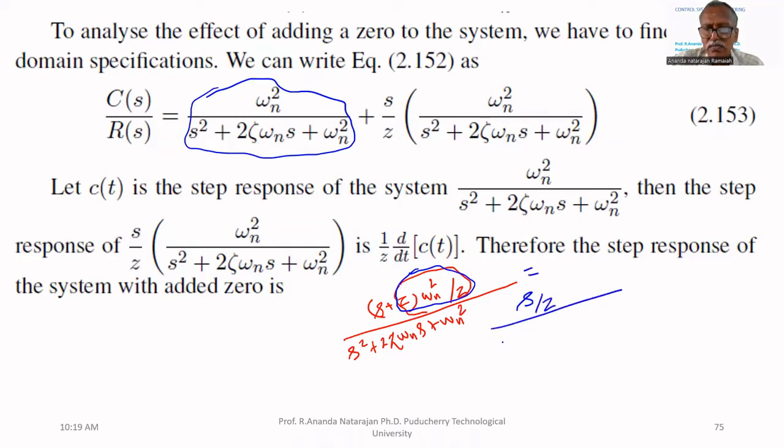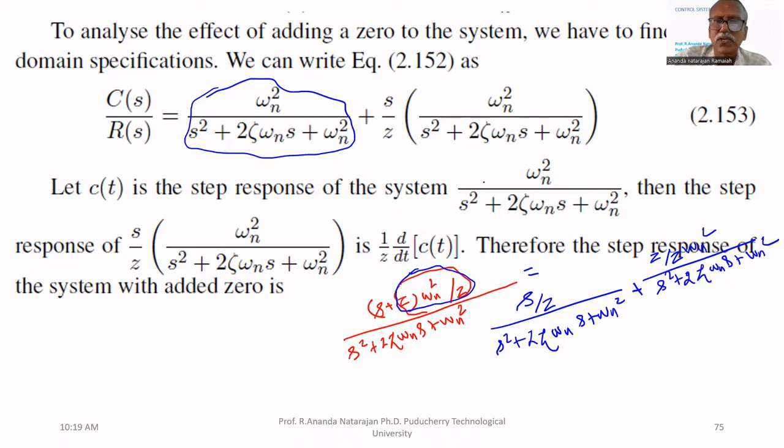This is equal to S upon Z upon S square plus 2 zeta omega n S plus omega n square, plus Z by Z, that is omega n square upon S square plus 2 zeta omega n S plus omega n square. So you can separate this into 2 parts. In the first part, you will get omega n square upon the denominator, that is the original system, plus S upon Z multiplied by the original system that you got.